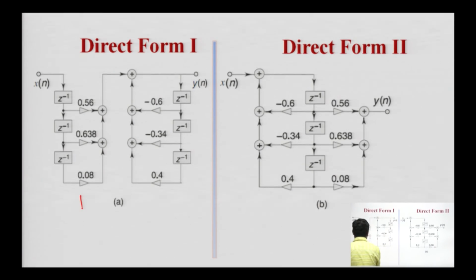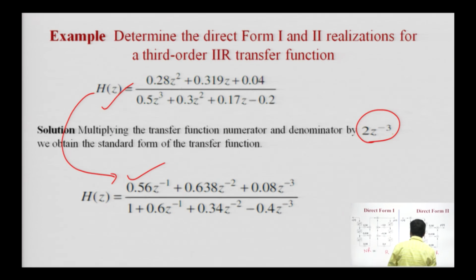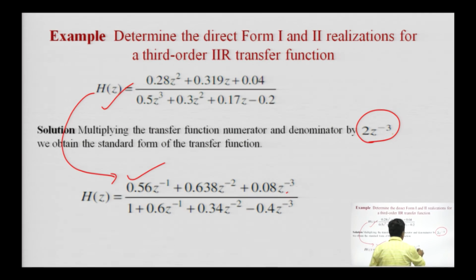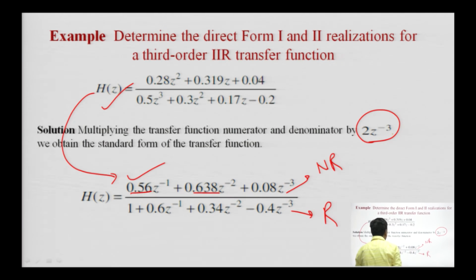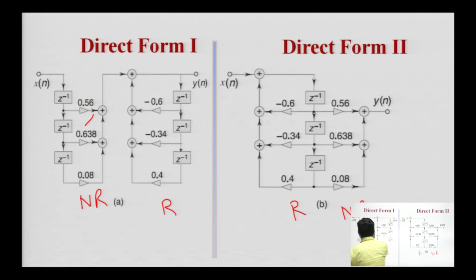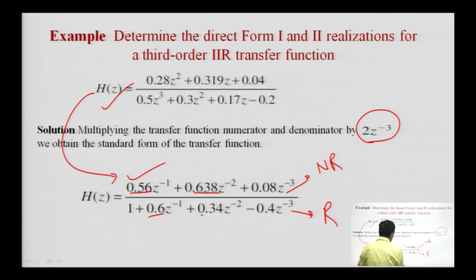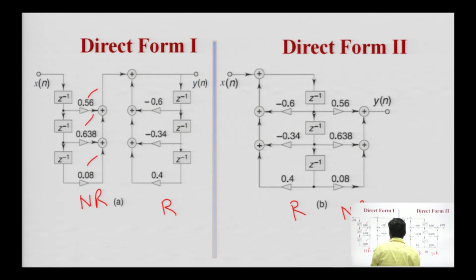In direct form 1, first is non-recursive, then recursive. In this one, first is recursive, then non-recursive. You can see in this equation, the numerator part shows the non-recursive and the denominator shows the recursive. You can see your coefficients 0.56, 0.638, and 0.08. Similarly, here your coefficients 0.6, 0.34, minus 0.4, but they will be reversed in sign because you are analyzing in feedback form. So, it will be opposite here in the recursive term.